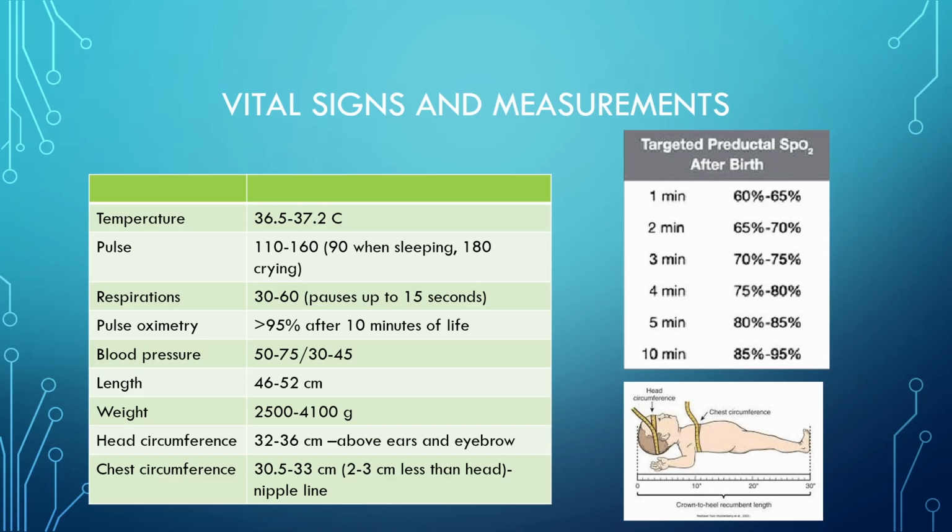So you'll notice that initially at 1 minute of life, a normal pulse oximetry level for a newborn is 60 to 65%. But then each minute it slowly goes up. And once you get to 10 minutes of life, you should be closer to that 95% or greater. It's really important to know that these oxygen levels are considered normal for this time of age because we don't want to over-oxygenate our baby or do interventions that aren't necessary.